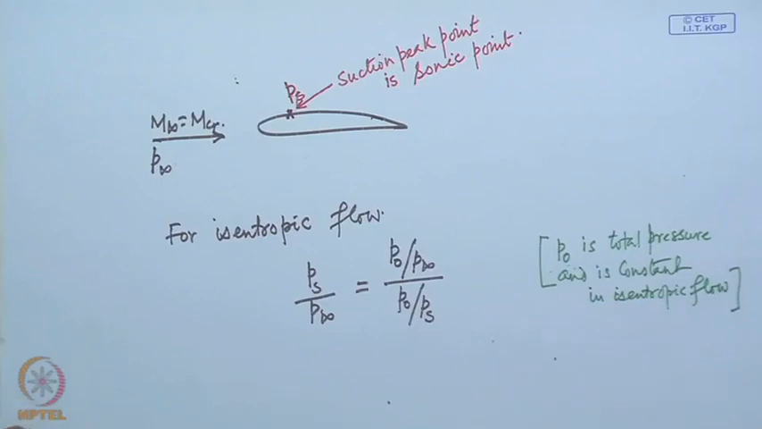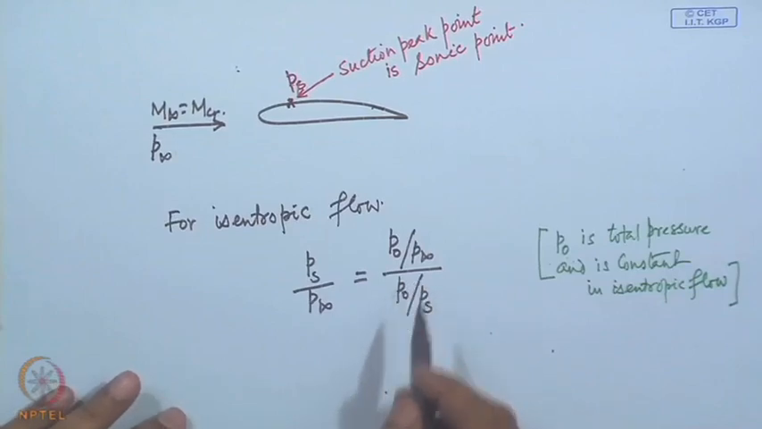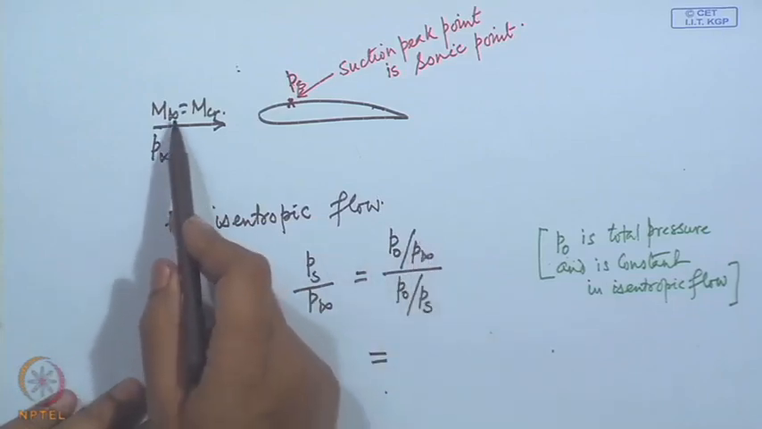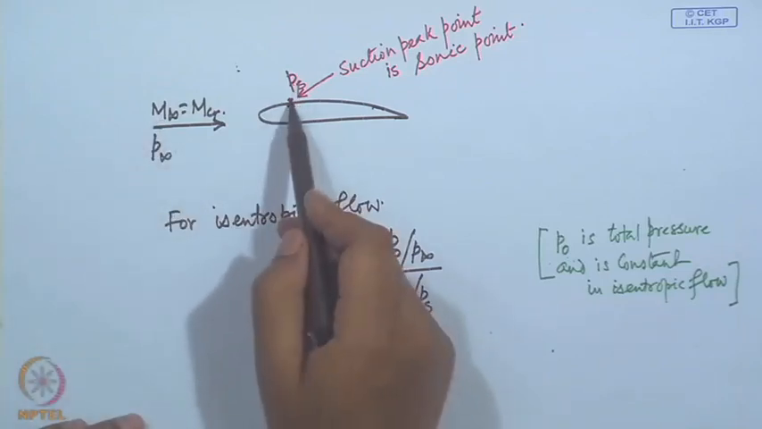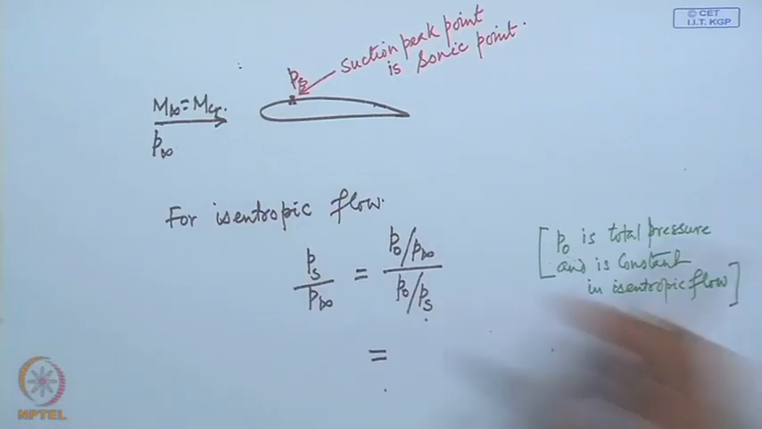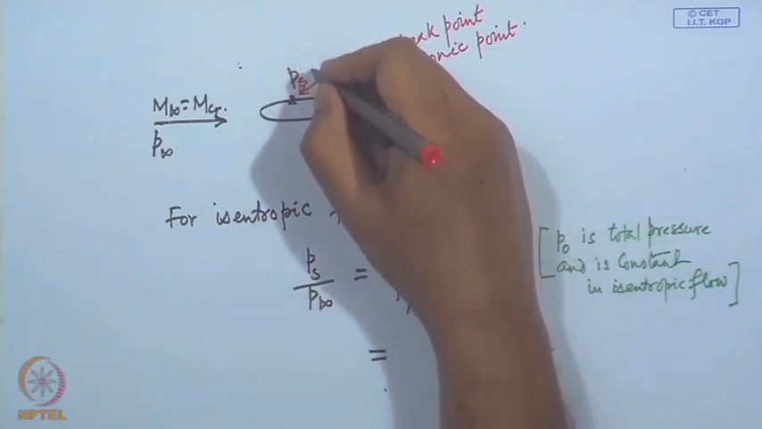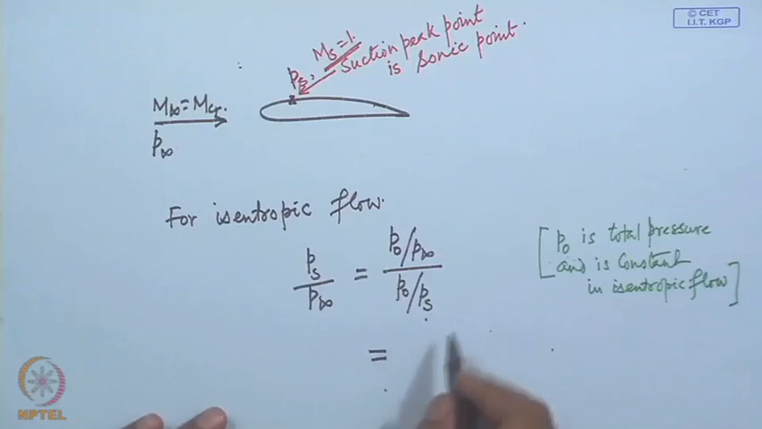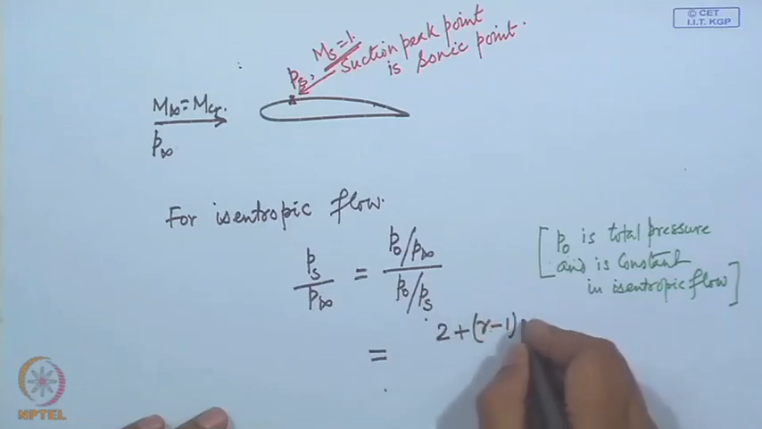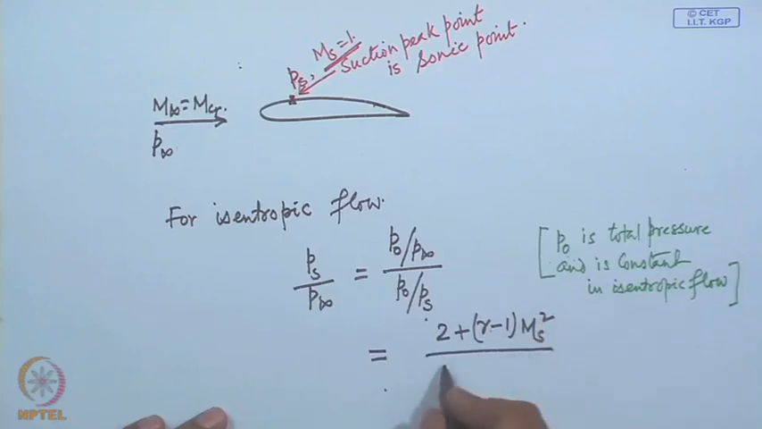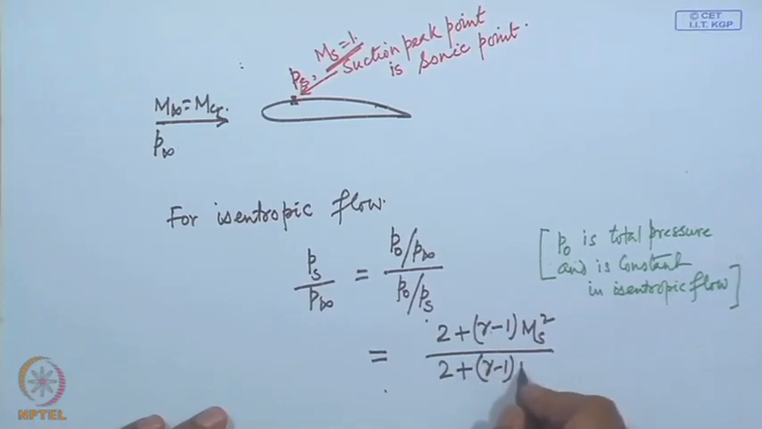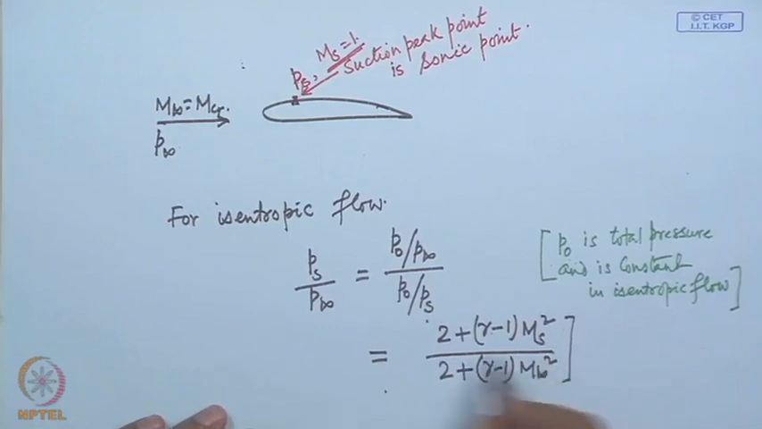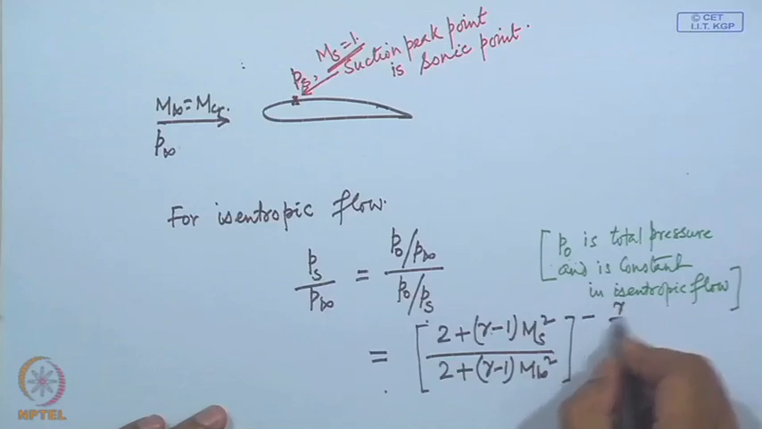Now, these relations of course, we can substitute in terms of the Mach numbers: P 0 by P infinity in terms of the local Mach number M infinity, and similarly P 0 by P s in terms of the local Mach number M s. So, this now becomes 2 plus gamma minus 1 M s square by 2 plus gamma minus 1 M infinity square, to the power minus gamma by gamma minus 1.